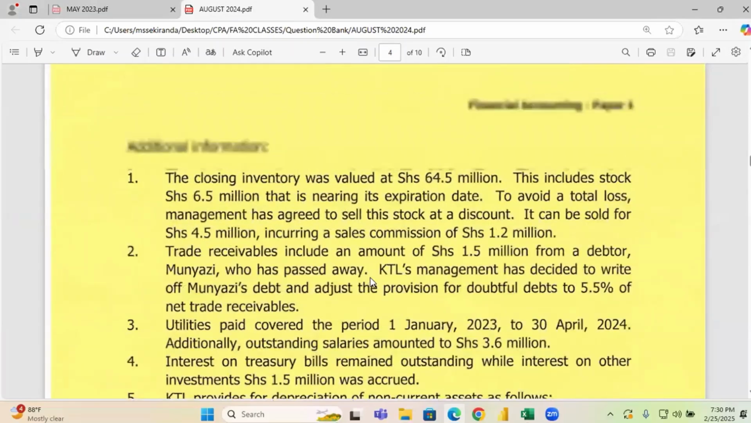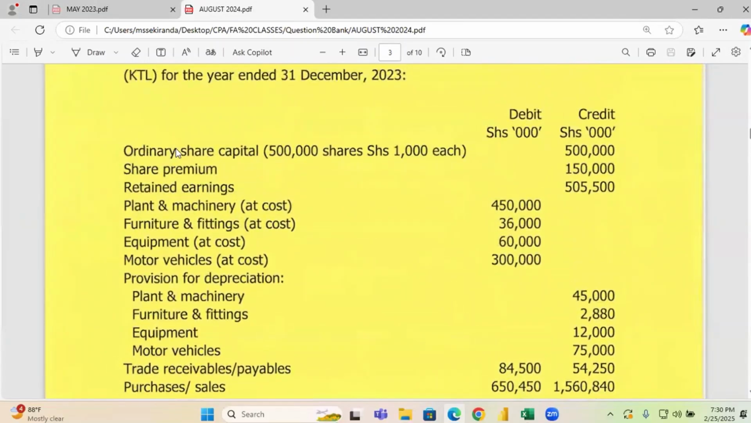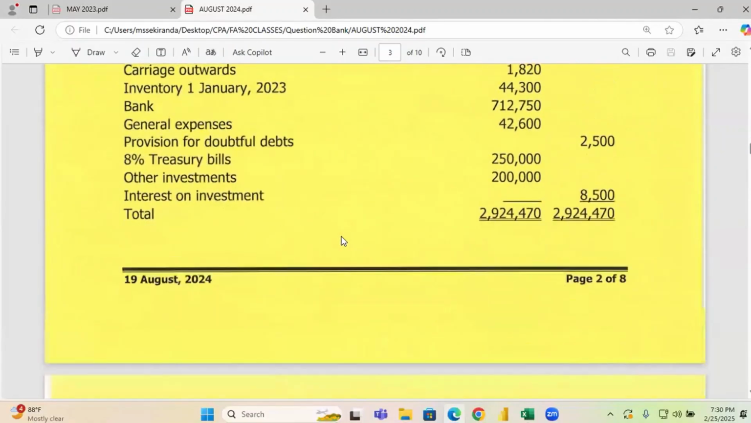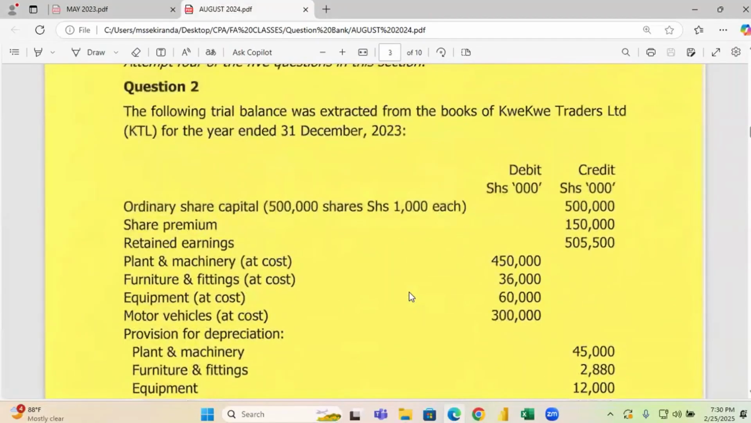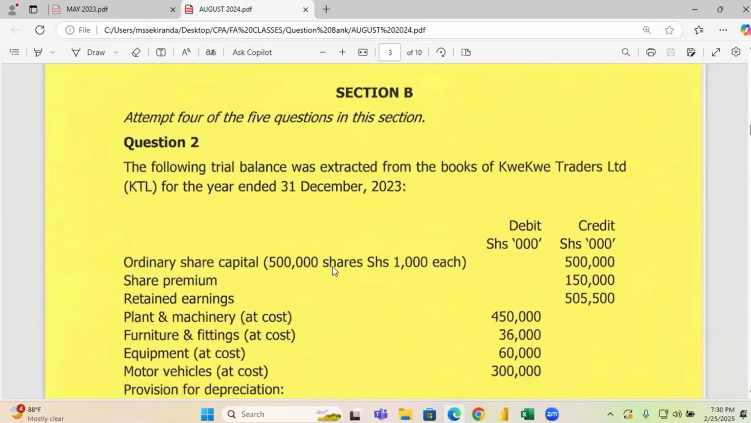So when you go back to the trial balance, our share capital, the examiner told us, is 500 million, but it comprises 500 shares only. So there is a difference between authorized share capital and issued share capital. The authorized share capital is the maximum number of shares that an entity can issue to the public to subscribe. So KTL cannot issue beyond 600,000 shares, but you can issue them in bits.